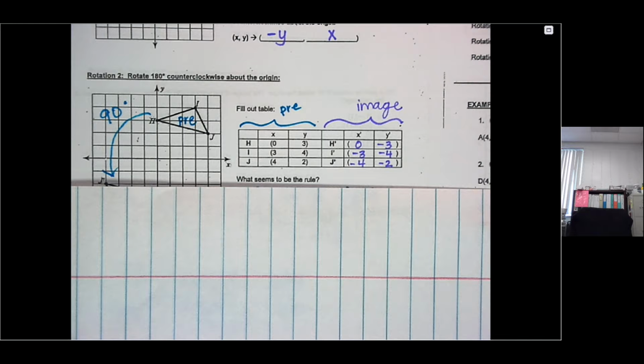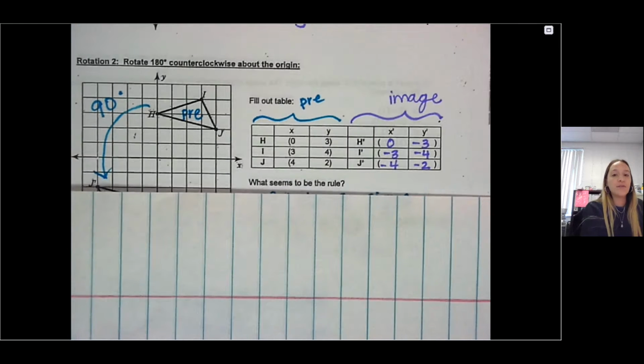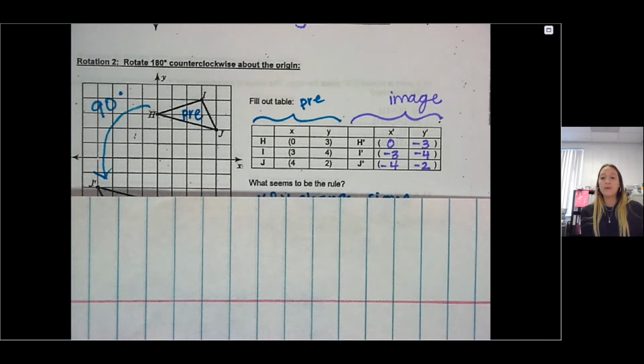Like we are ready to at least take a look at those rotation rules. Okay, so let's take a look at rotation 2. So let's just check your work with mine real quick. For your coordinate points, H prime is 0, -3. I prime is -3, -4. And J prime is, excuse me, -4, -2. Are we good there? Thumbs up, thumbs down.